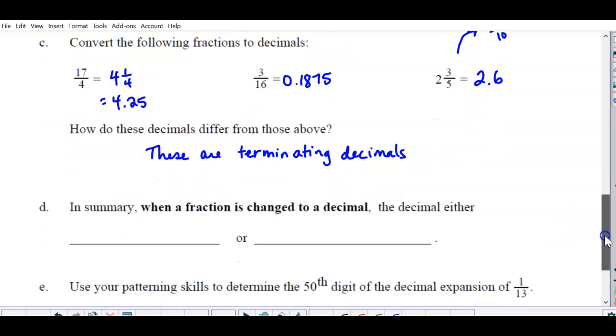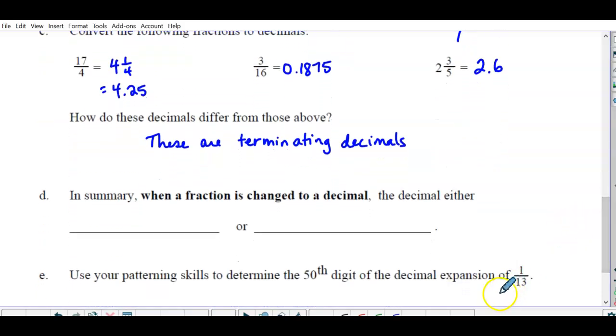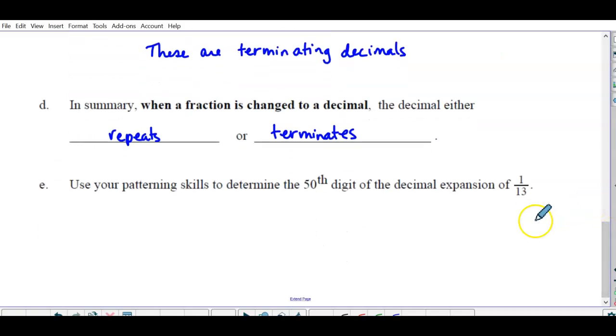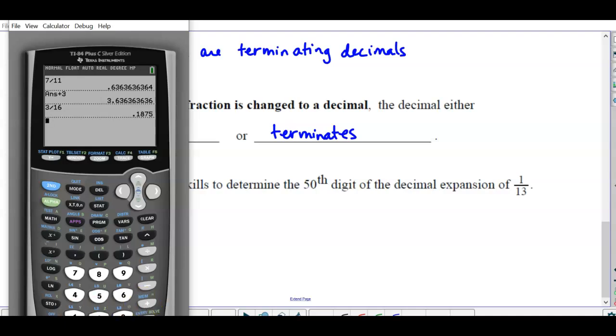Okay, in summary, when a fraction is changed to a decimal, the decimal either repeats or terminates. Use your patterning skills to determine the 50th digit of the decimal expansion of 1 over 13. So this should be a bit of a review. Not that you have to do this very often, but let's figure out what 1 divided by 13 is.